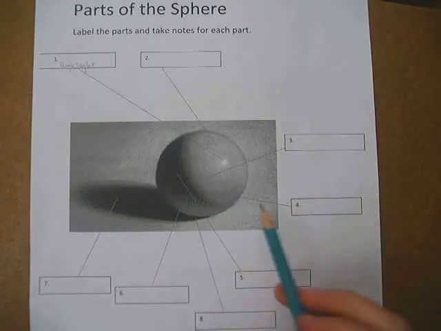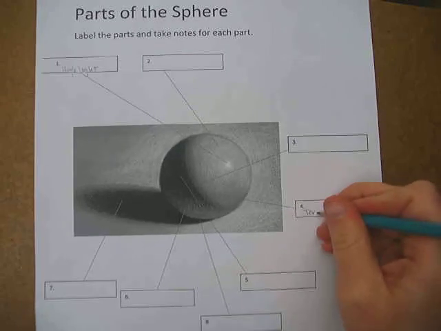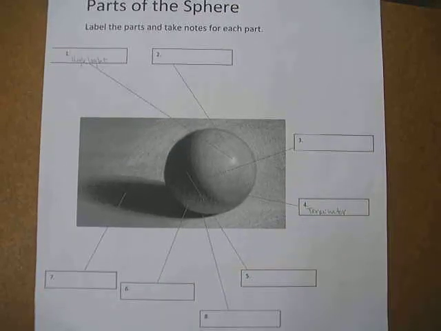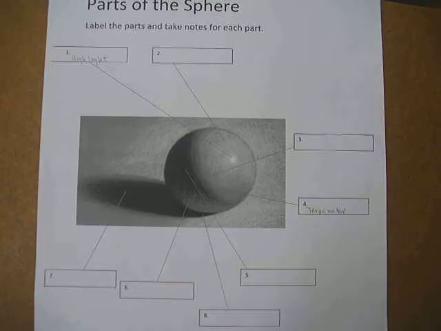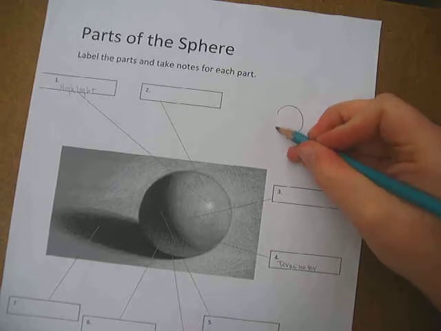Before I forget, we're going to skip down to number 4. This is called your terminator. It's also called the bedbug line. It has 2 different names. And the terminator is this imaginary line that separates the light from the shadow. I'm going to do a little illustration up here.